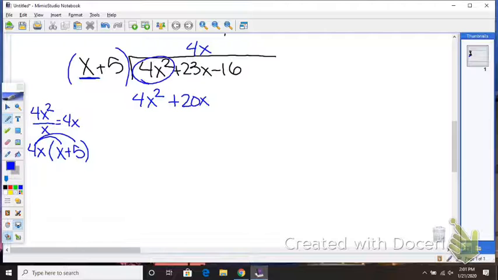Everybody with me so far? So we've divided, and now we've multiplied. Then what was our next thing? Subtract. Okay, I want everybody to put your pencils down and look at me. All eyes on me. 1, 2, 3. Eyes on me.